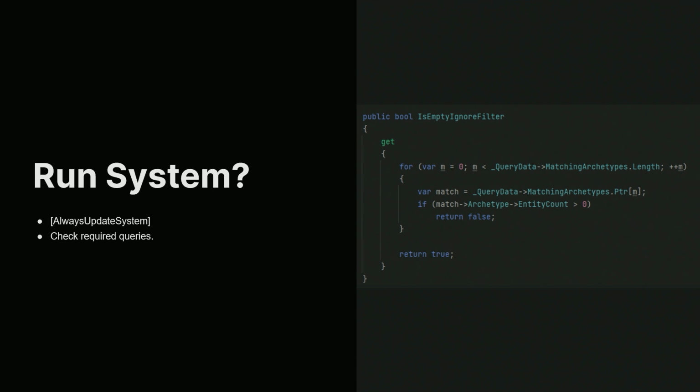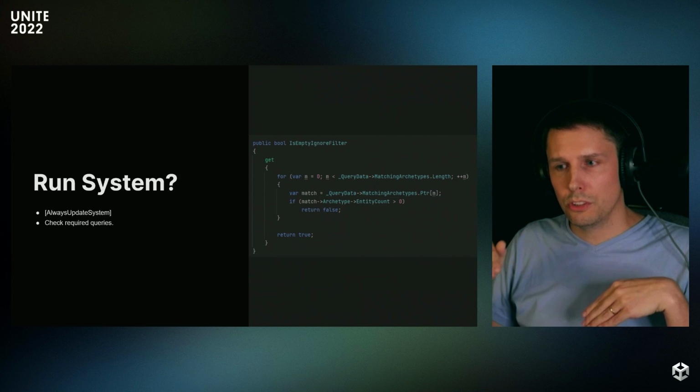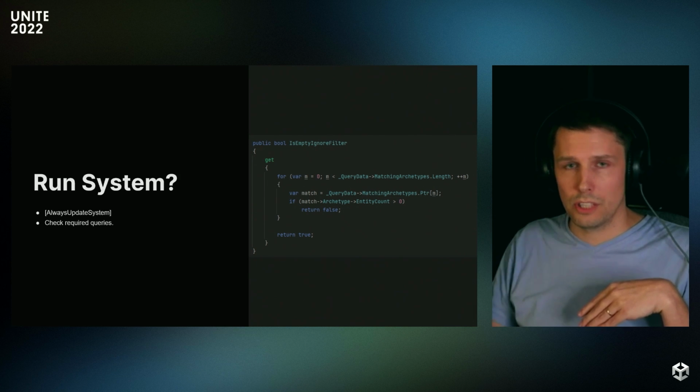The other way is checking: do we have any entities that we are going to process? Because if we don't have any entities, then why bother running the system? It does so by checking the required queries and checking the matching archetype list. And as soon as it finds an archetype that has any entities, it returns yes, should run.